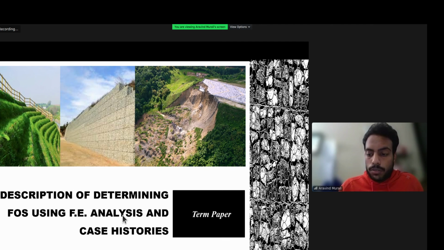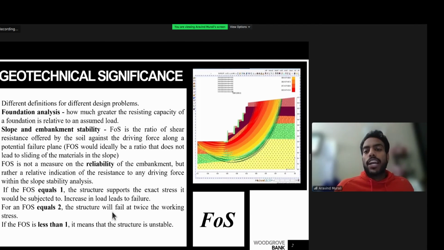The factor of safety plays a major role in every geotechnical design, and its definition varies from problem to problem. When analyzing a foundation, we can define factor of safety as the resisting capacity of the foundation to the applied load. Whereas in the case of slope stability, it is defined as the ratio of shear resistance offered by the soil against the driving force along the failure plane. So it varies depending on the problem under consideration.